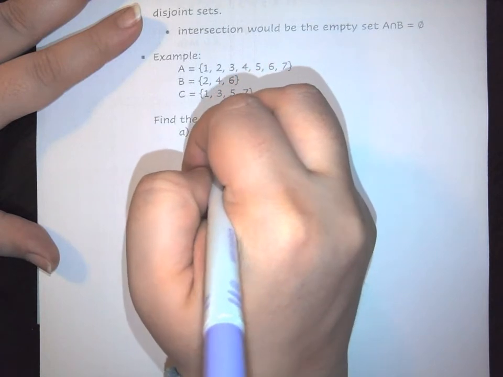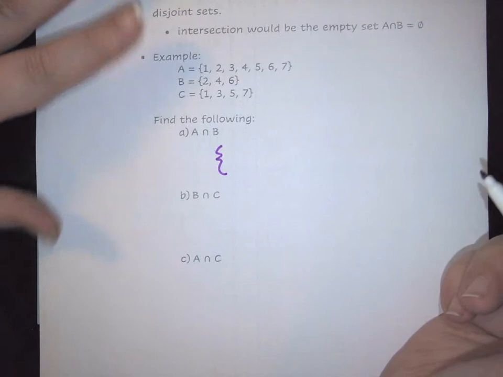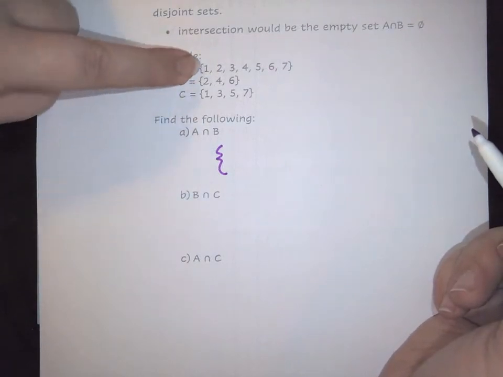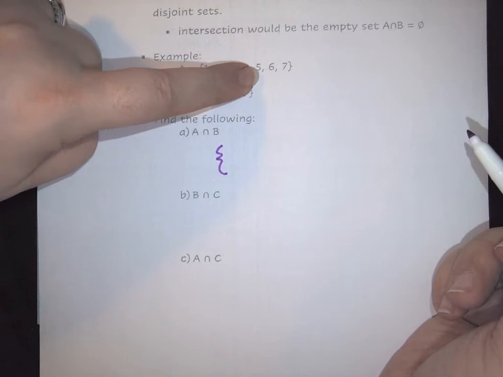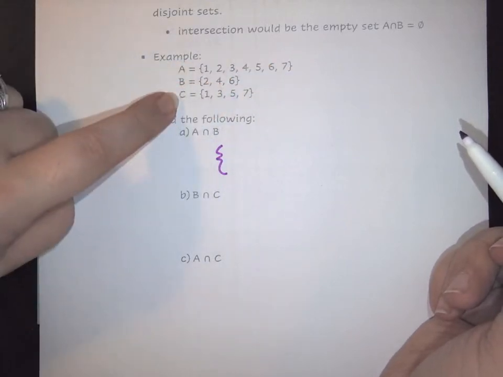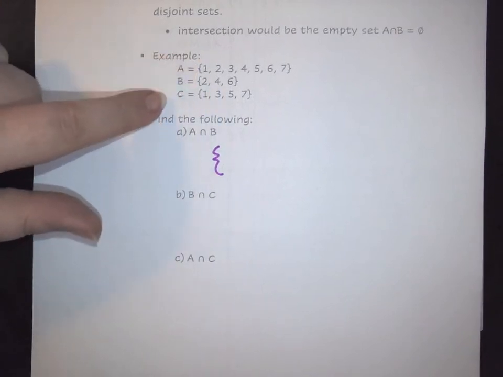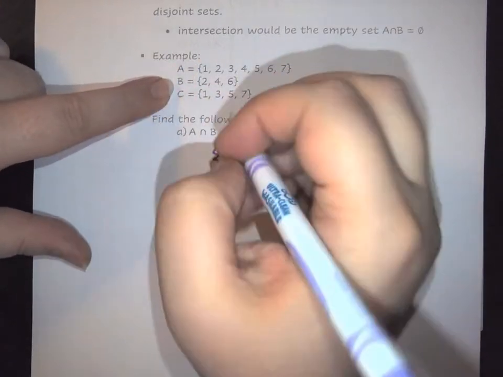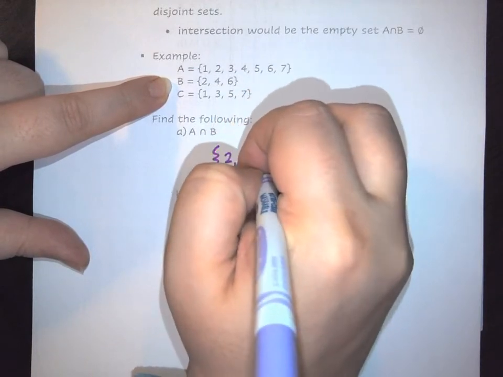So here, this is going to be the set, and you have to look. In A, I have 1, 2, 3, 4, 5, 6, 7, and in B, I have 2, 4, 6. Set C here doesn't matter. So I'm looking for the numbers that are the same between A and B, and the numbers the same would be 2, 4, and 6.